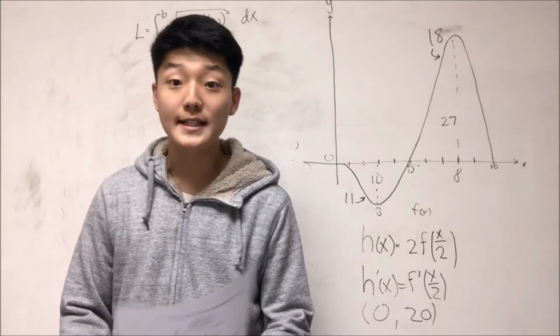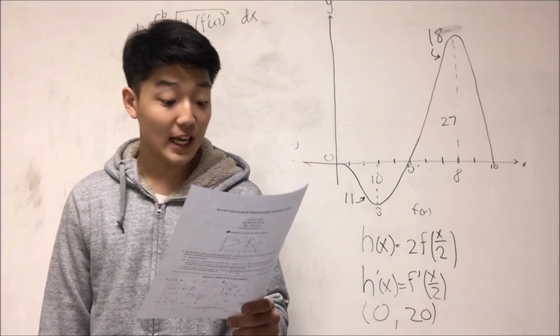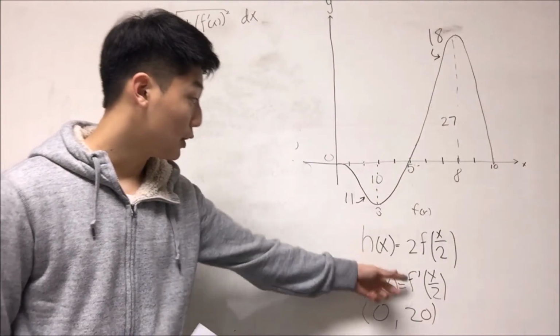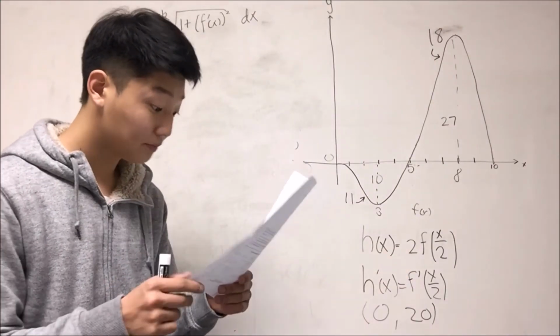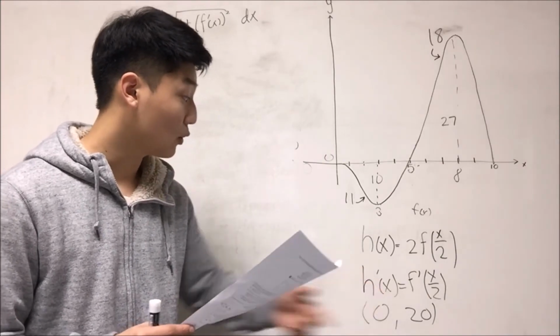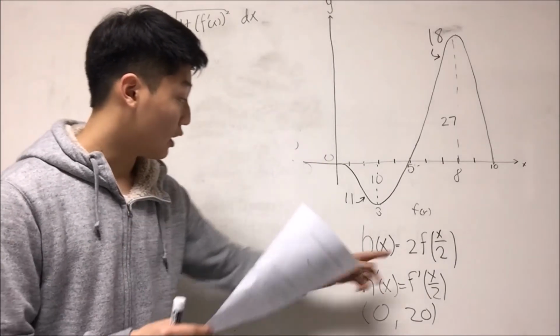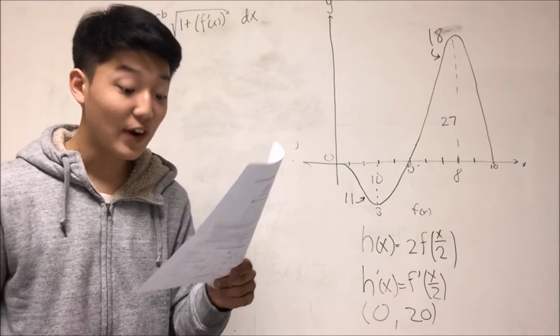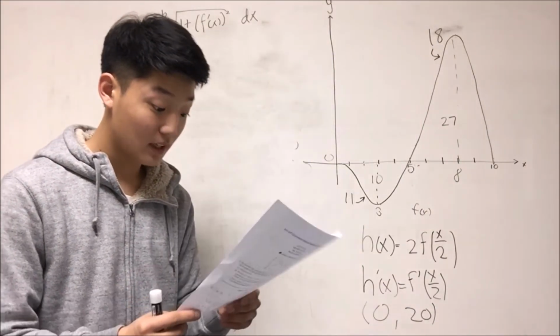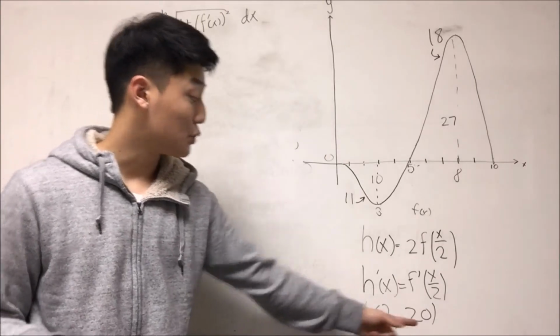Part D. Part D says, the function h is defined by h of x equal to 2 f of x over 2. The derivative of h is h prime x equal to 8 f prime of x over 2. Find the arc length of the graph of y equal to h of x from interval 0 to 20.